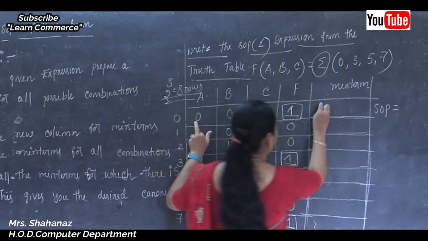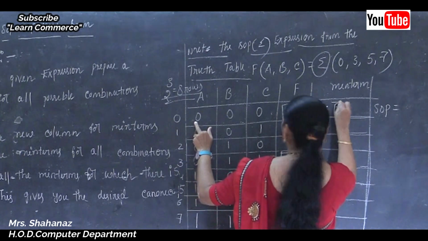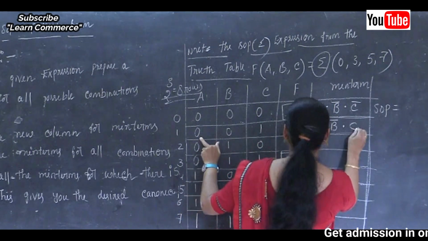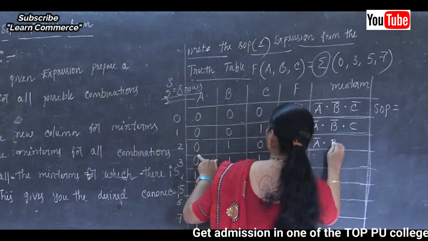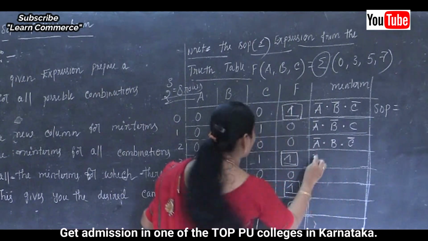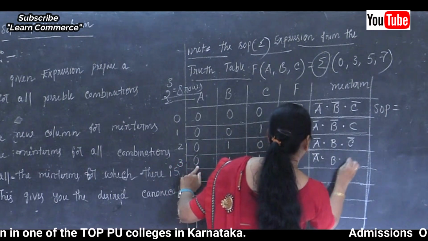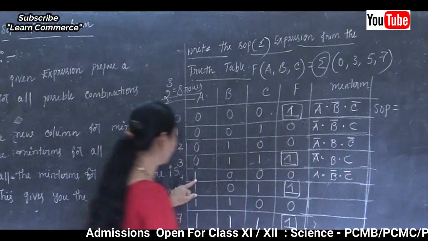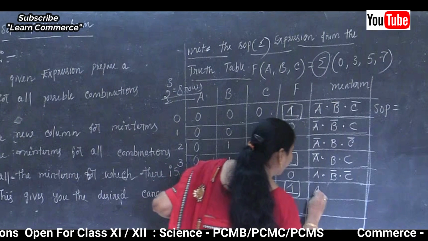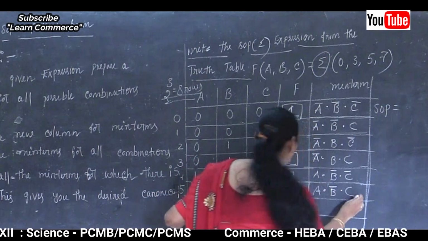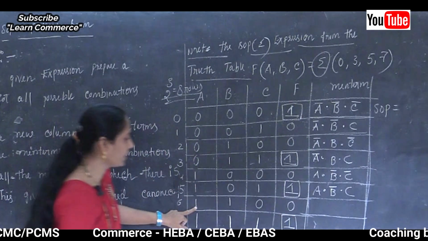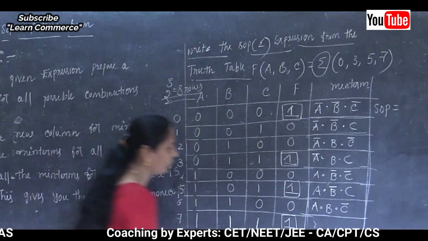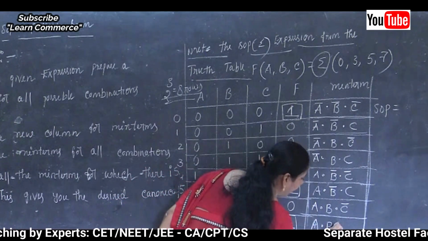So here I am using complement A, complement B, complement C. Next, complement A, complement B and C. Next, complement A, B and complement C. Next, complement A, B and C. Next, A, complement B and complement C, and later 101: A, complement B and C. Then 110, that is A, B and complement C, and later 111, that means A and B and C.